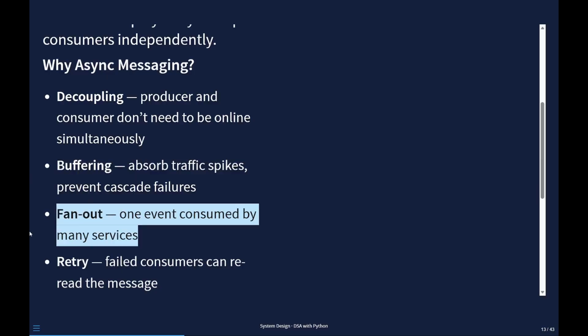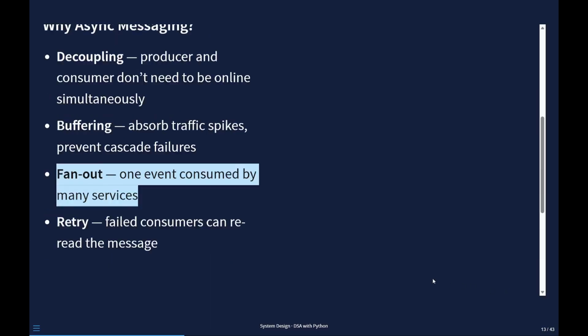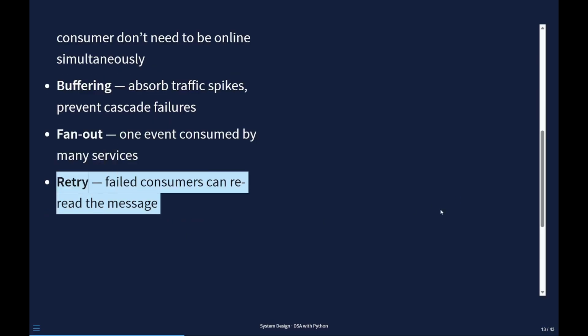Fan-out. One event can be consumed by many independent services, each doing something different with it. Retry. If a consumer fails, it hasn't lost the message. It can retry without the producer ever knowing.